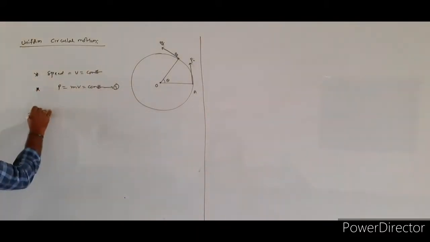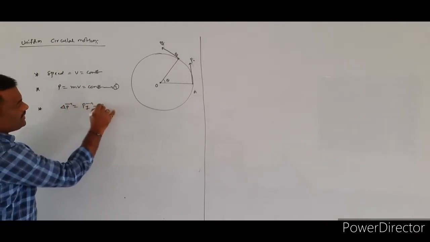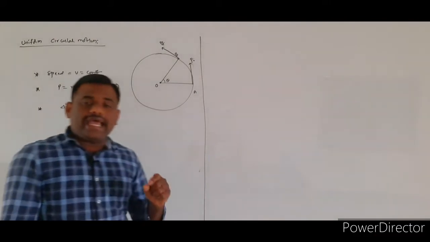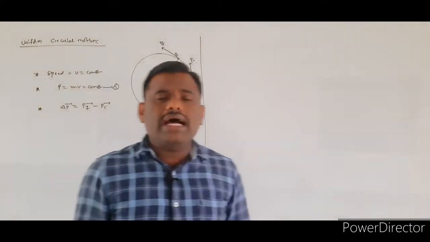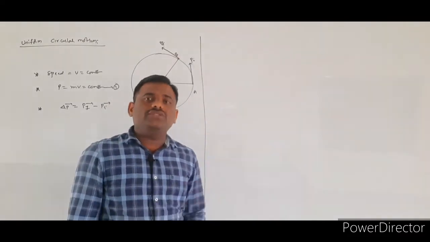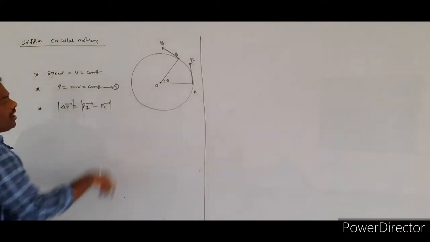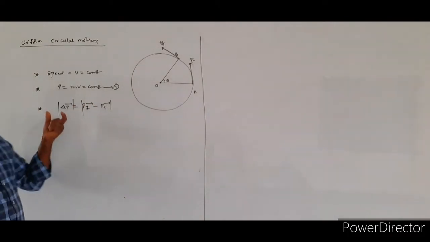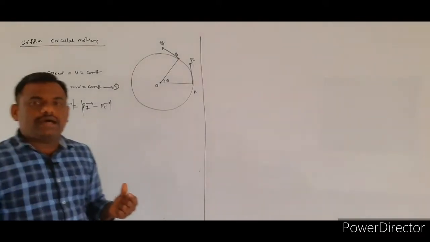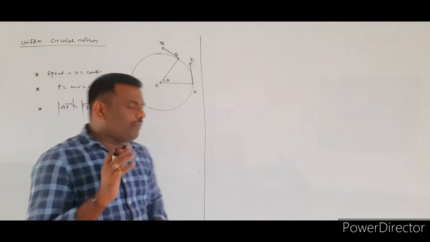So what is the expression for change in momentum? Final momentum minus initial momentum. Yesterday I told you, to calculate the magnitude of the change in momentum, we must take the mod on both sides. So when you write modulus of delta p bar, the modulus of delta p bar indicates the magnitude of the change in momentum.